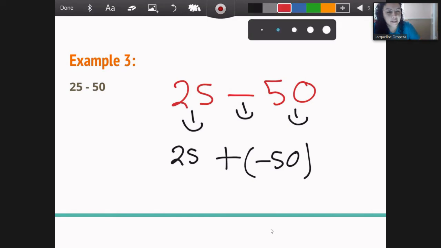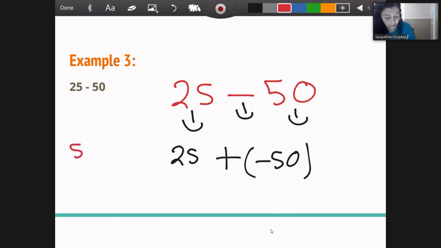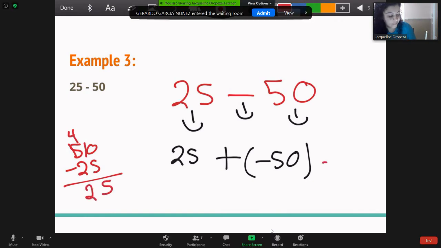I have different signs, so since I have different signs, I must subtract. When I subtract, I have to put my bigger number on top. 0 take away 5, I cannot do, so I'm going to borrow. 10 take away 5 gives me 5. 4 take away 2 gives me 2.